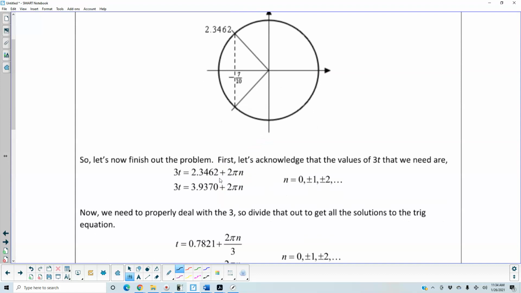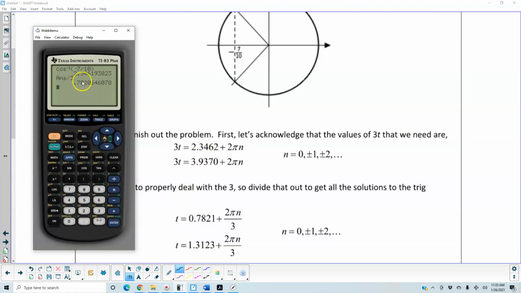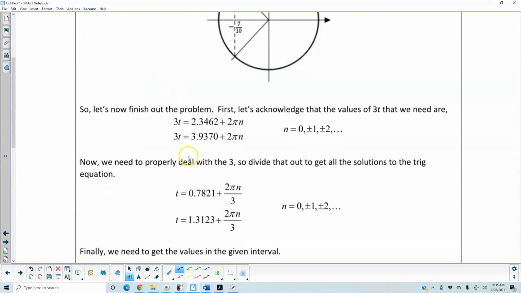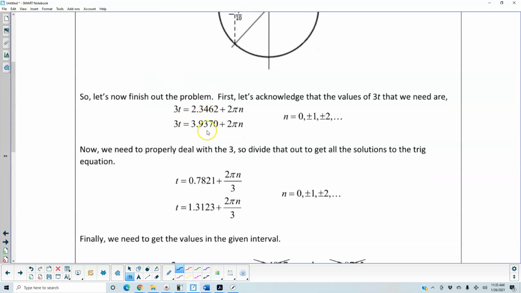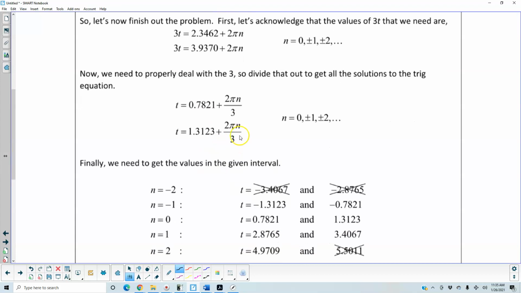So now let's finish out the problem. First, let's acknowledge that the values of 3t that we need are the following. And we can now divide both sides by 3. I know that we did that on our calculator, but you can see here where we get 0.7821 by dividing by 3. But that means you also need to divide 2 pi n by 3. So that's why you want to wait until you get to this part to divide both sides by 3. So now we have our two angles divided by 3, plus 2 pi n over 3 for each.